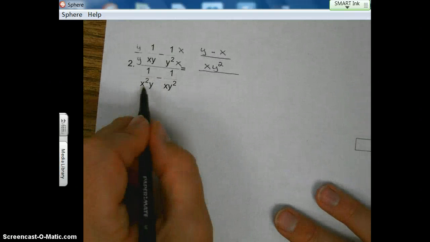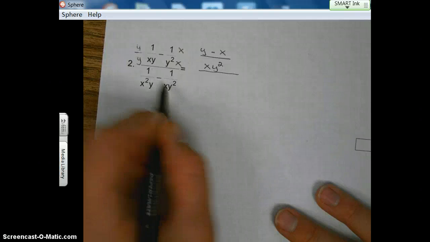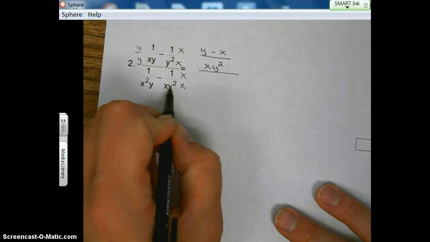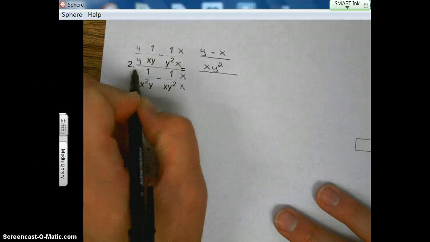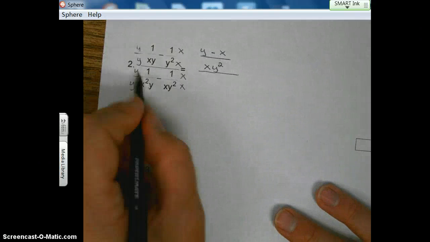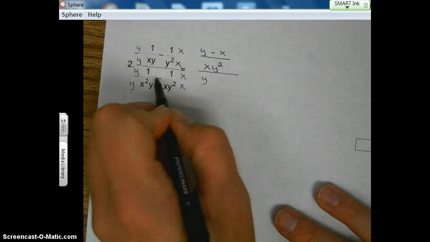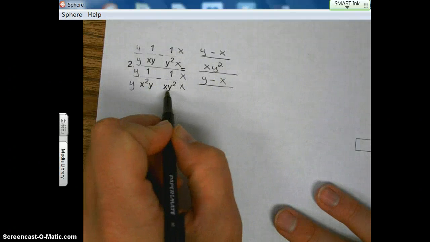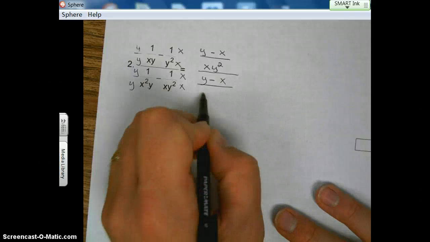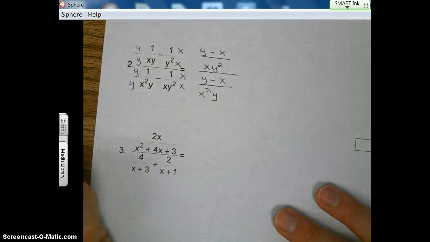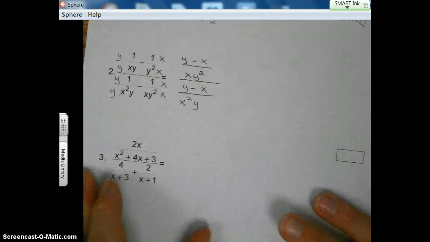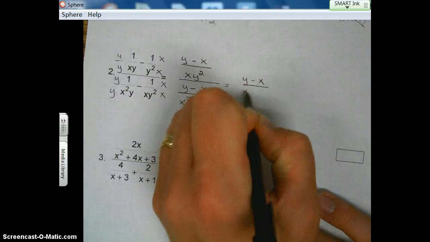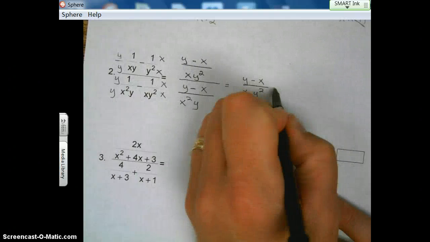Okay, common denominator. Let's see, we have an x squared and an x, so we need an x over here to make an x squared. We have a y and a y squared, so I need a y over here to make a y squared. So we're going to have y minus x over, and again, alphabetical order, x squared y. All right, here we go. So we have y minus x over xy squared. Change division to multiplication.